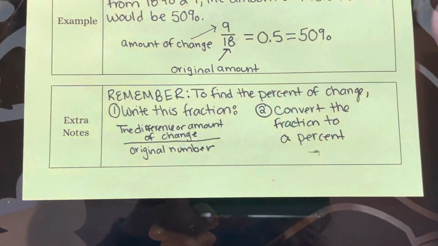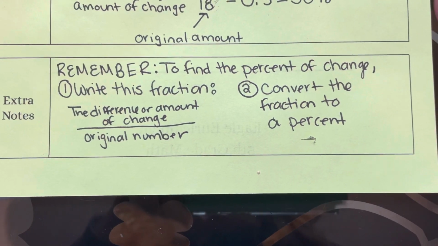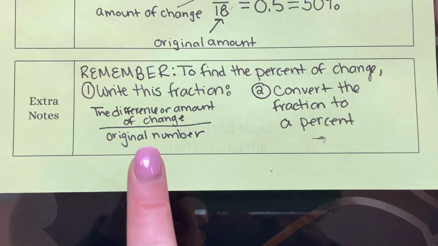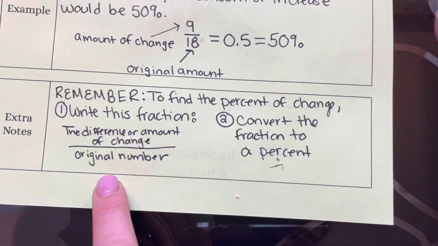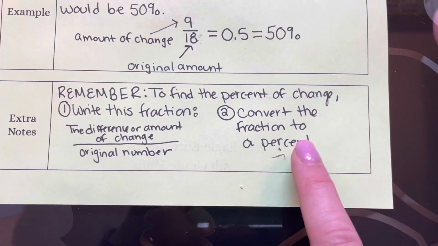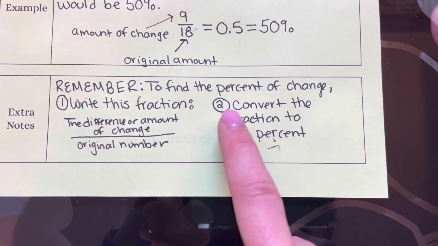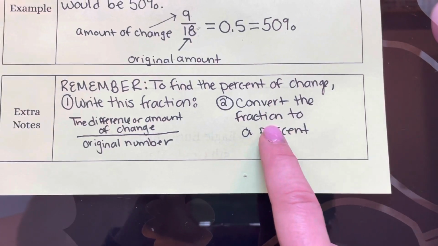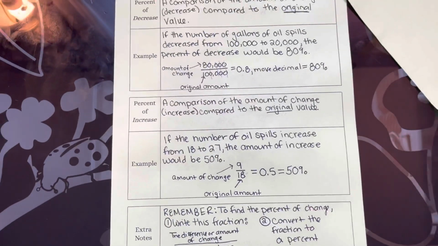Finally, this extra notes section just reads to remember: to find percent of change, write this fraction, right? You're going to put the difference or the amount of change over the original number, and then you're going to convert that fraction to a percent. This is why we had to spend a lot of time on converting fractions and percents and decimals, because we have to have this skill to calculate percent of increase and decrease.